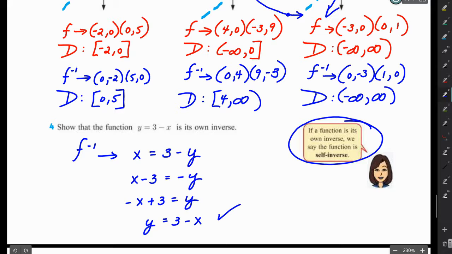Right, and so in IB, when they use that word "show that," that's what they mean. You're just demonstrating. They're telling you it's its own inverse. They're giving you the answer. You're just basically doing a little proof to show that that function is its own inverse.